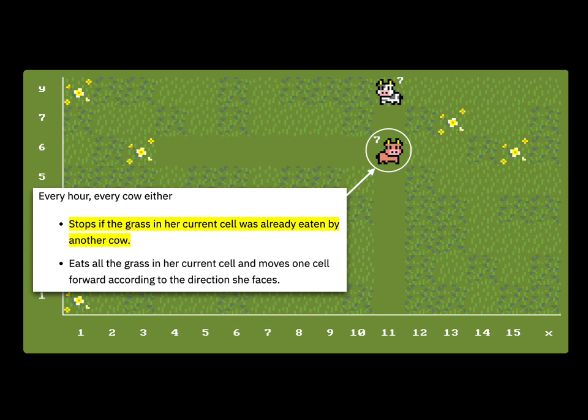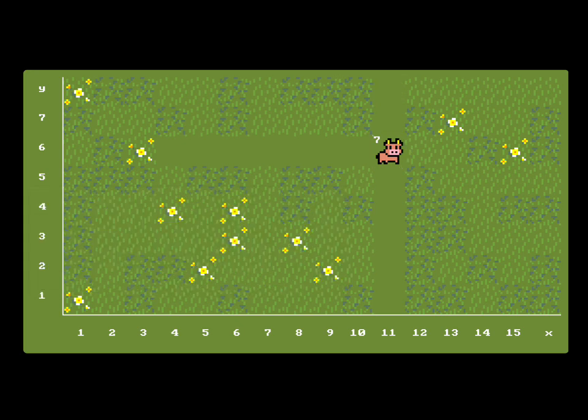However, if a cow reaches a rut, that is, a cell in which the grass has already been eaten by another cow, it stops. So in this example, the eastward cow stopped after having eaten grass from 7 cells, but the northward cow was never blocked and so went on to eat an infinite amount of grass.